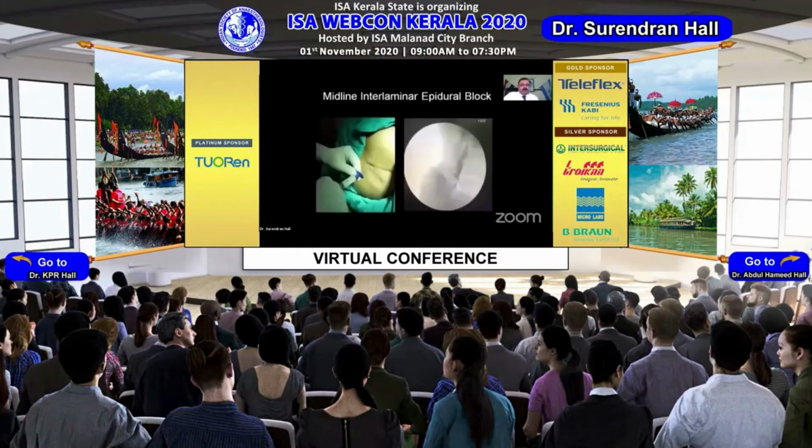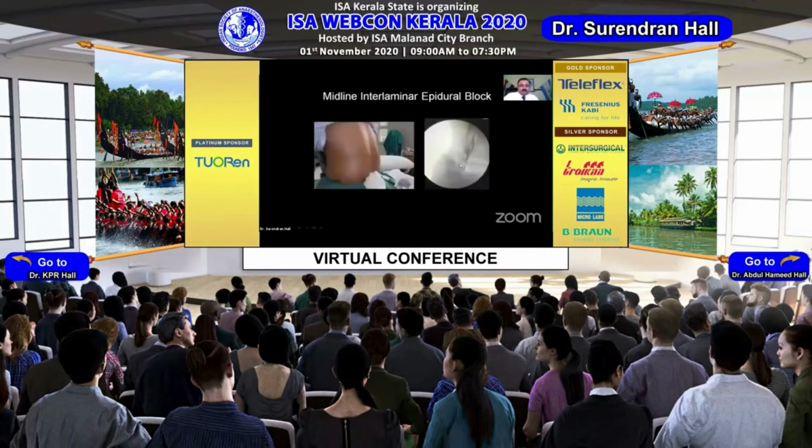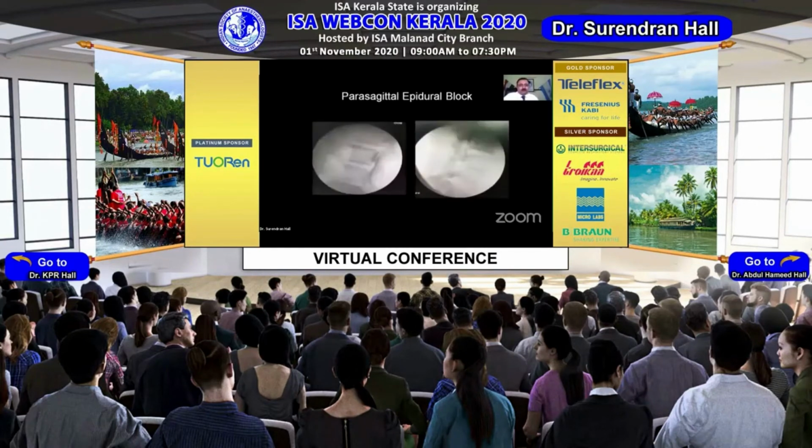The other route which is commonly performed is the midline interlaminar epidural block, which you can give in lateral position, sitting position, or prone position. Interventional pain specialists usually give it in prone position and under fluoroscopic guidance. And here you can see the spread of the dye into the epidural space. You can give it in sitting position also.